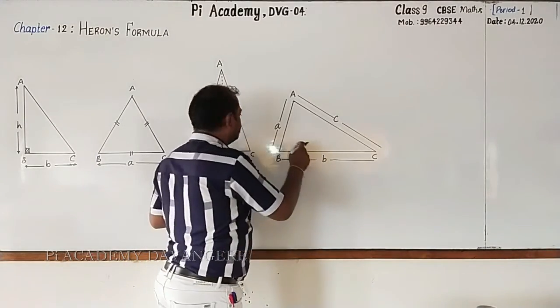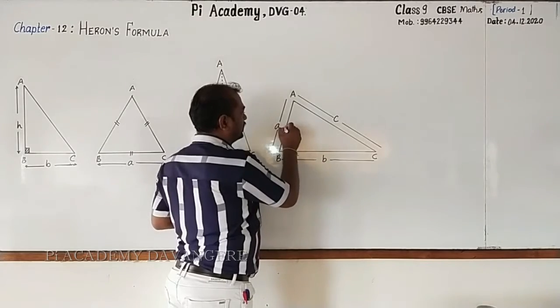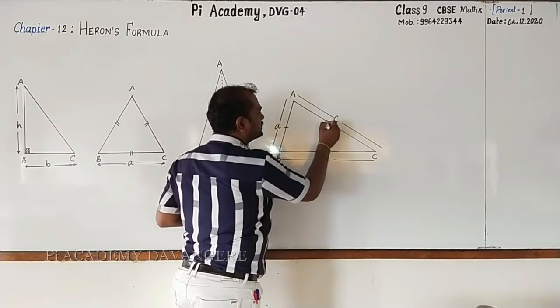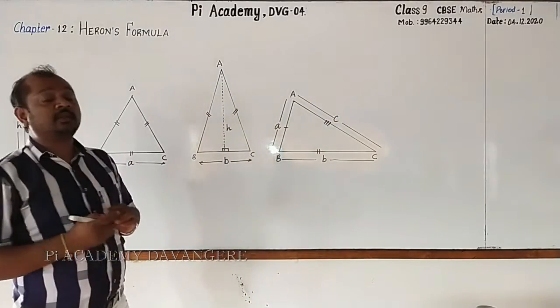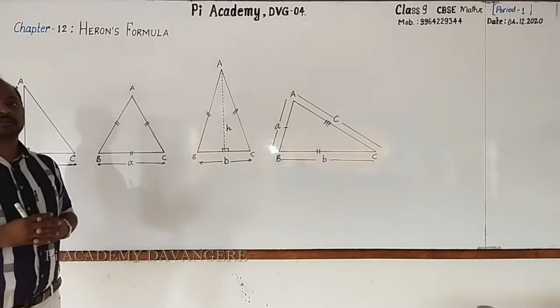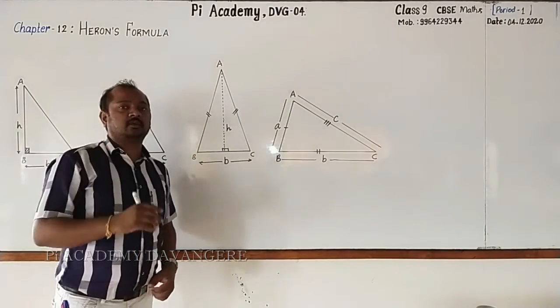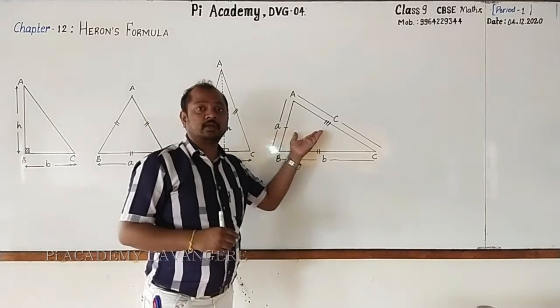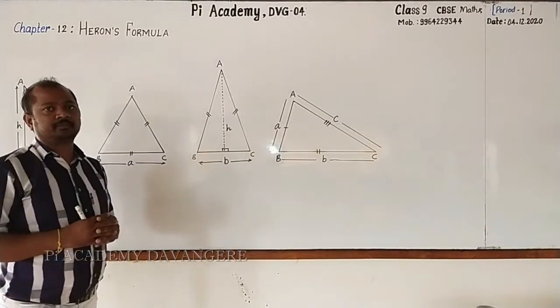Whereas, in the fourth triangle you can come to know that all the three sides are different. Then what do you call a triangle in which all the three sides are unequal? Very good. It is called a scalene triangle.